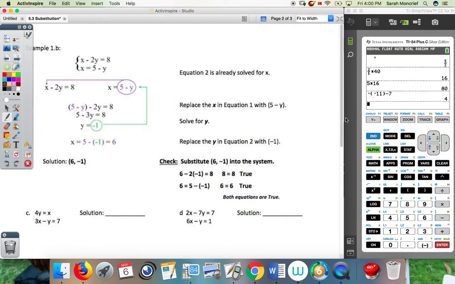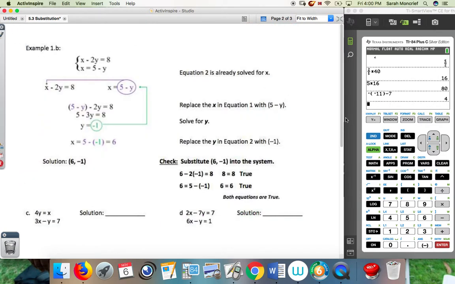Alright, so example 1b, we have x minus 2y is equal to 8, and then we have x is equal to 5 minus y. Now I know what some of you might be thinking: that 8 is over there all by itself, can I replace it? No, don't even think that. We only need to see when a variable is by itself. A variable. 8 is a number.